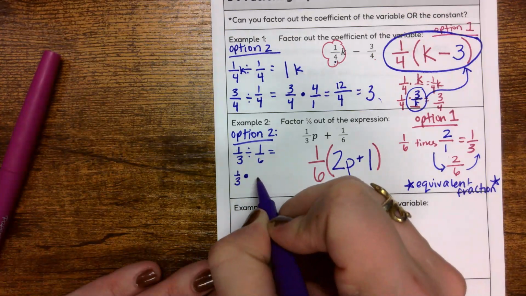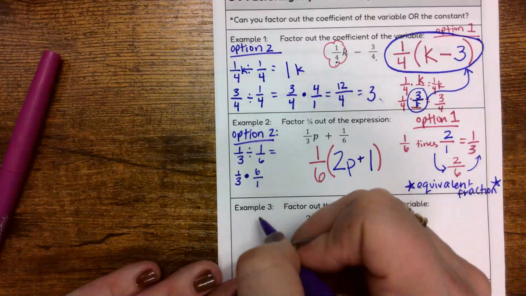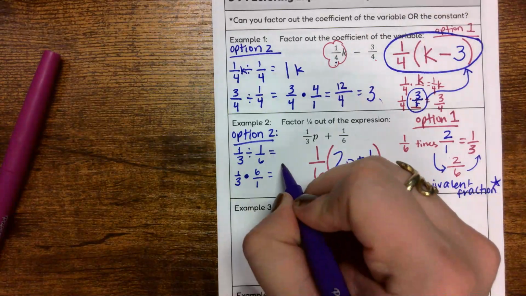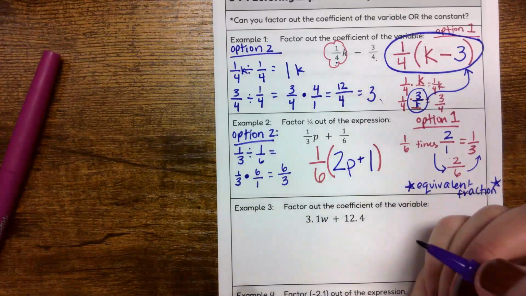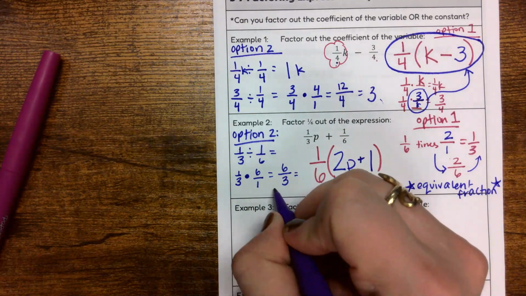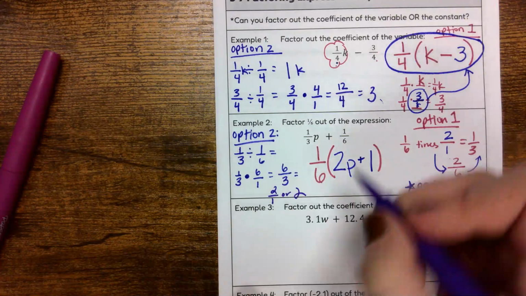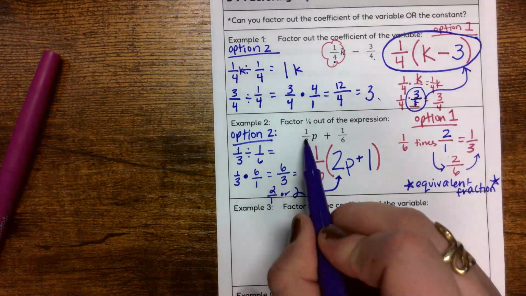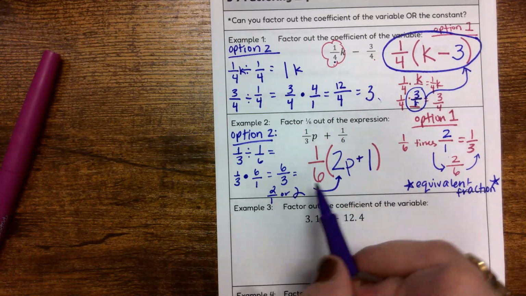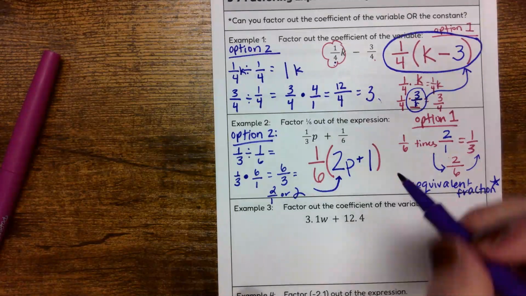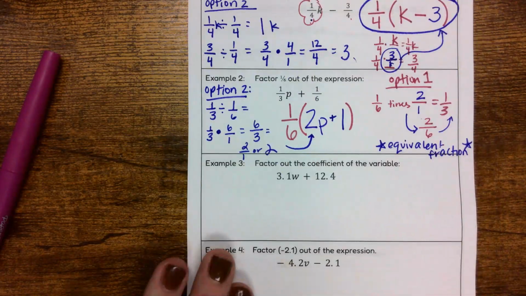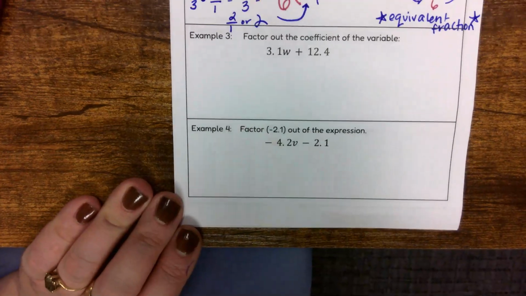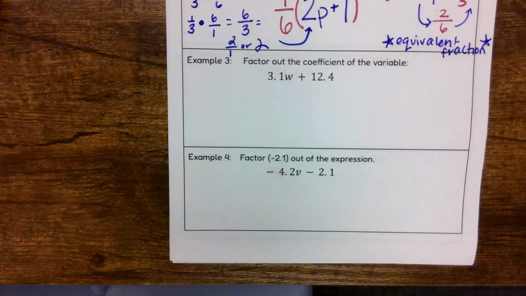We're going to change this to multiply, and we're going to flip this to its reciprocal, which equals 1/3 times 6/1. When we do that, we get 6/3. What is 6 divided by 3? Okay, that's the same thing as 2/1 or 2. And that's how we get our 2p. Okay, and then again, 1/6 divided by 1/6 is just 1, and that's how we get our 1 right here. All right, now let's go ahead and move on to example 3 and 4.